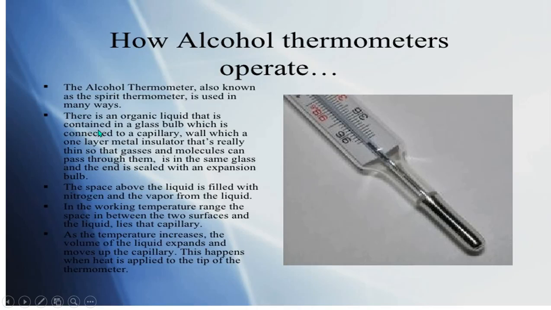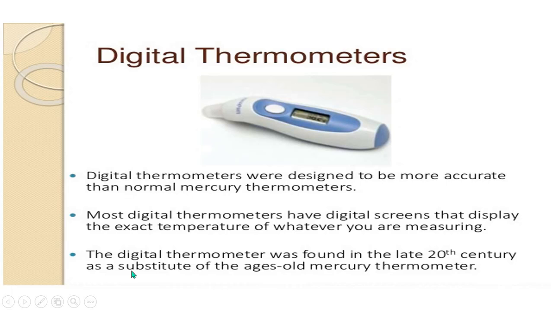And this is the organic liquid that is contained in a glass bulb which is connected to a capillary, and the end is sealed with an expansion bulb. The space above the liquid is filled with nitrogen and the vapor from the liquid. In the working temperature range, the liquid lies in the capillary. As the temperature increases, the volume of the liquid expands and moves up the capillary. This happens when heat is applied to the tip of the thermometer.